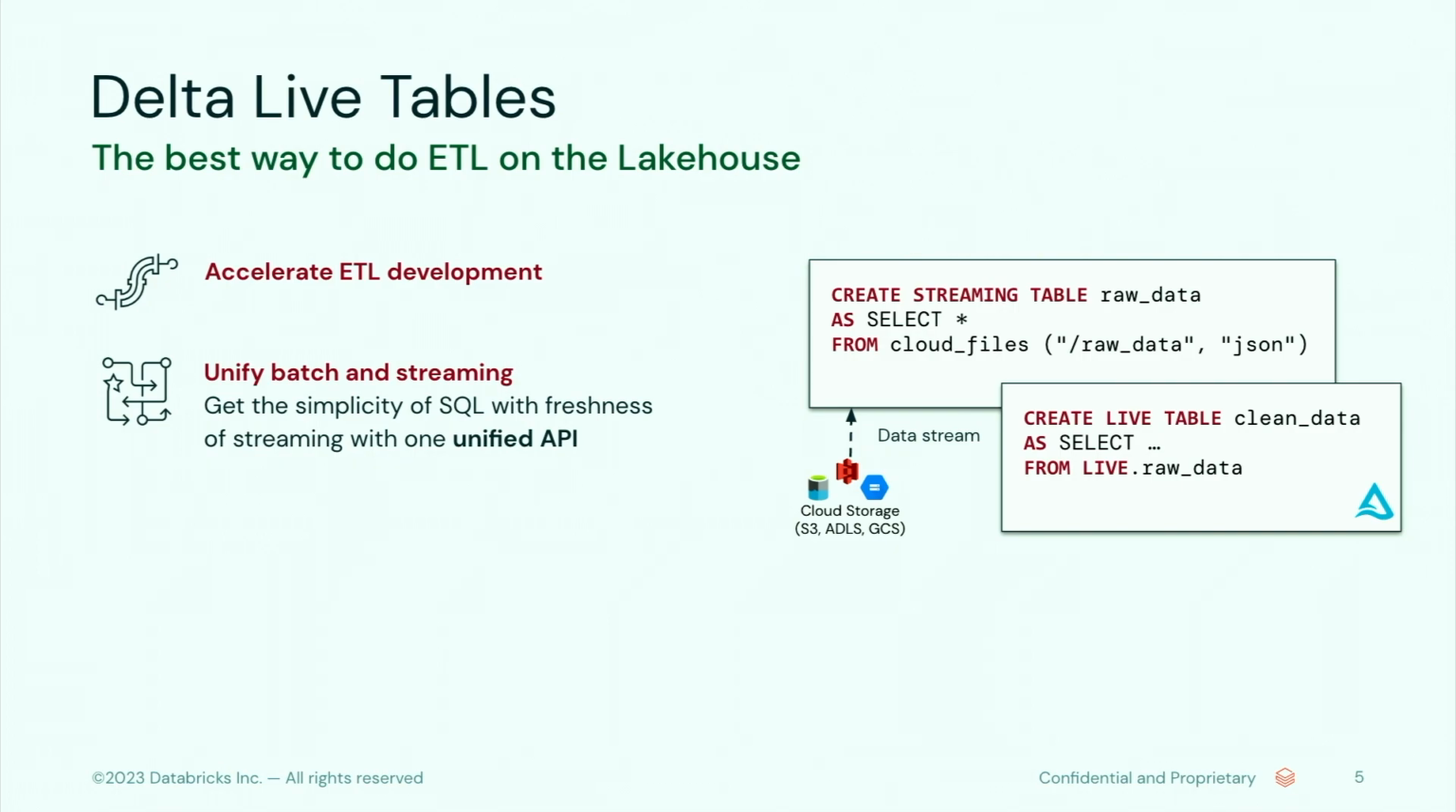It also unifies batch and streaming workloads. So unlike many other products that force you to separate out your workloads by batch or streaming, Delta Live tables supports any type of data workload that you have, and with a single API, you can do both batch and streaming in the Delta Live tables framework.